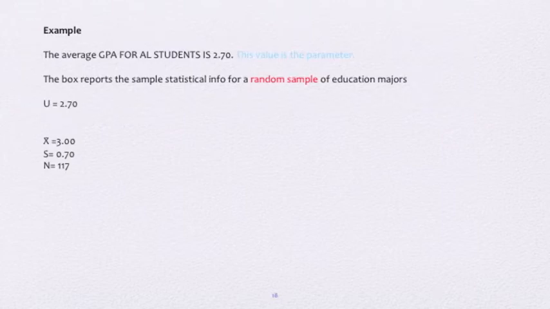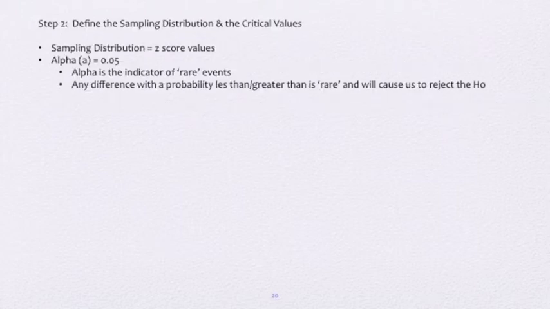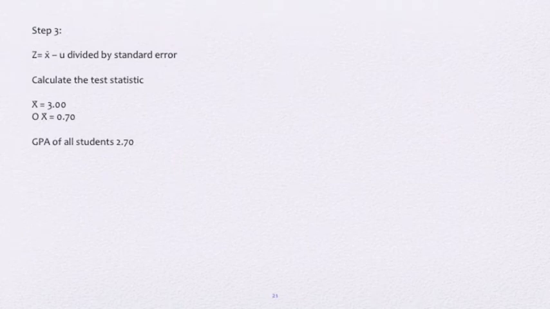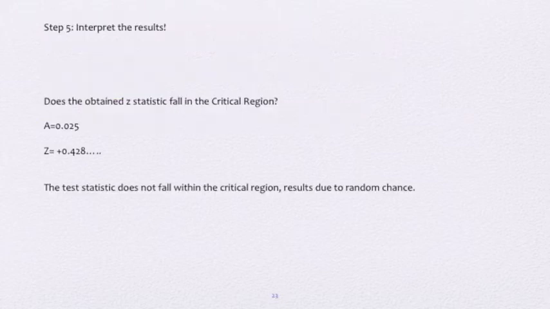So now we're going to discuss the 5 steps of hypothesis testing. Step 1: state the null hypothesis and research hypothesis. Step 2: define the sampling distributions and the critical value. Step 3, as shown right here. Step 4, please keep reading. Step 5, the easy part: interpret the results.